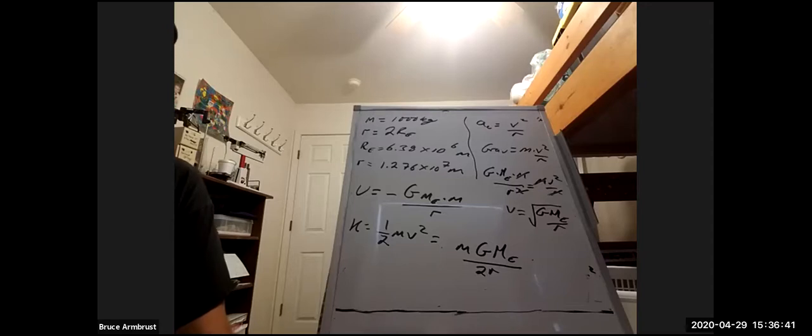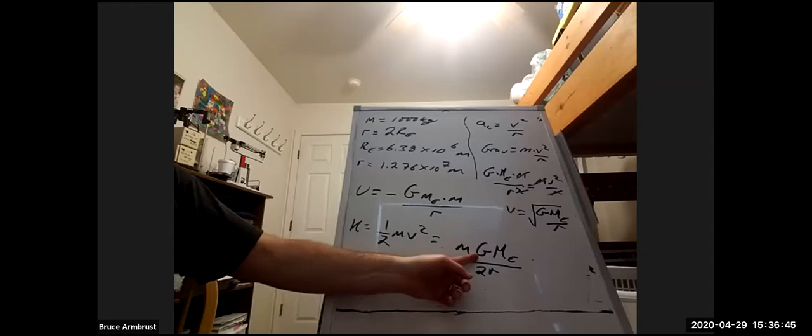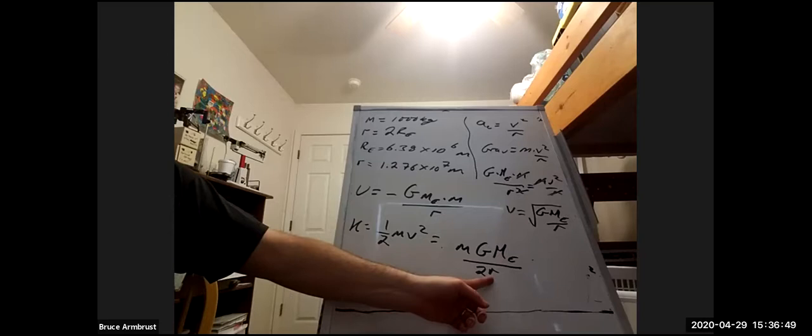And again, we have all these numbers. We know the mass of our object. We know the gravitational constant of the universe. We know the mass of the Earth. And we know how far away we are. That's that R.